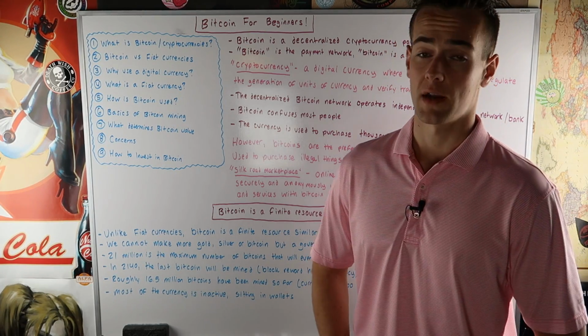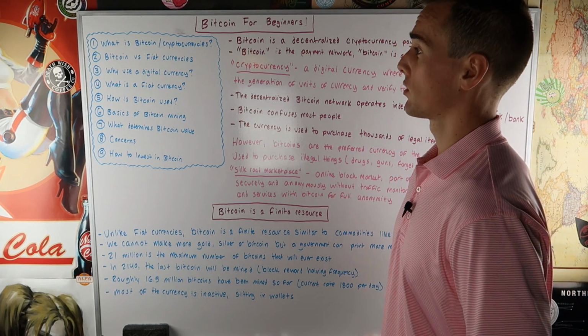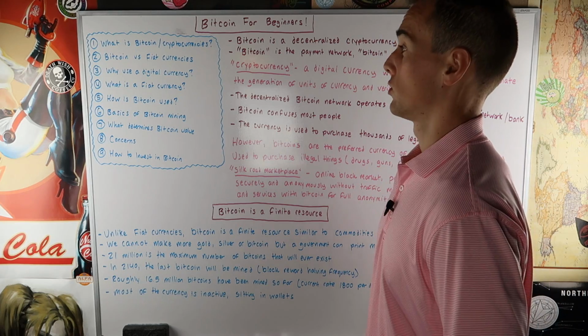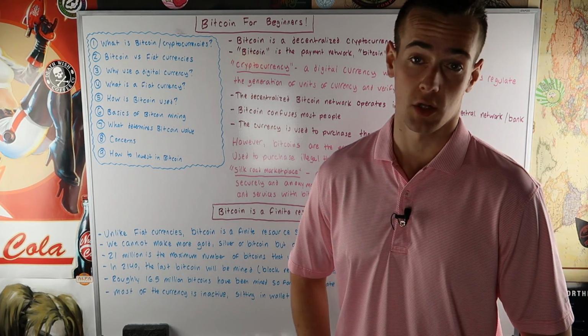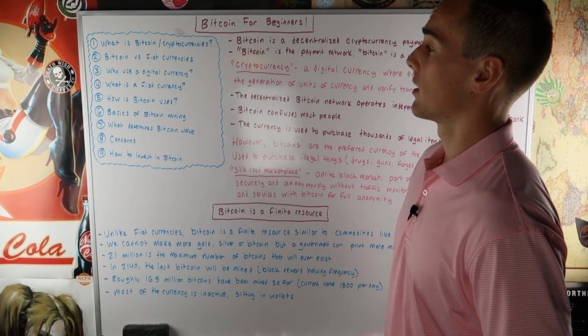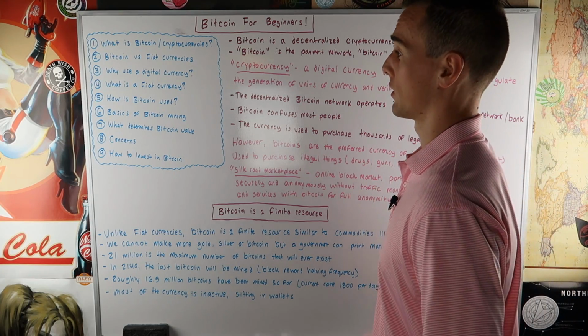First of all, we're going to define what Bitcoin is, as well as what cryptocurrencies are. Then we're going to talk about Bitcoin versus traditional fiat currencies. Then we're going to talk about why someone would use a digital currency, or what the benefits are of a digital currency. Then we're talking about what is a fiat currency, or traditional government-backed currency. We're going to go into that.